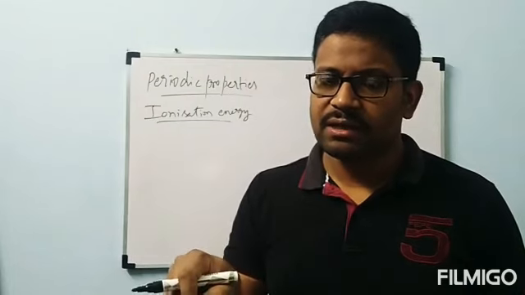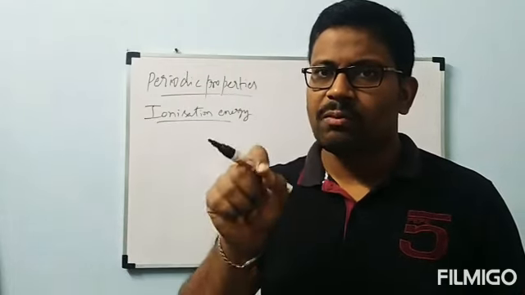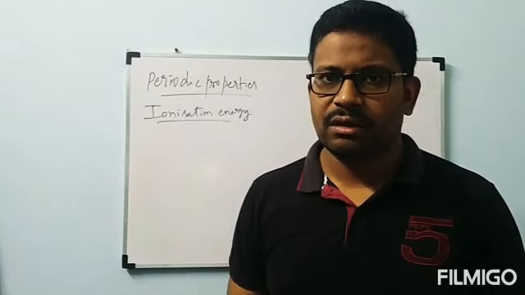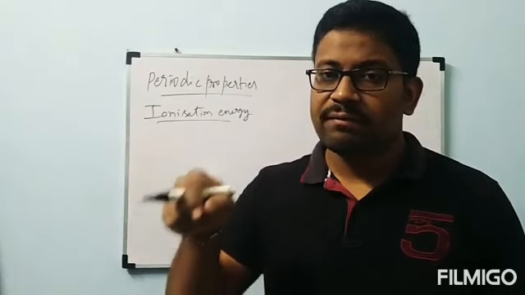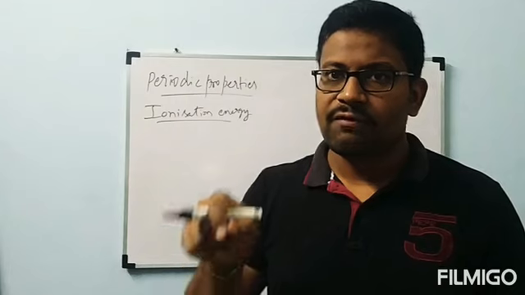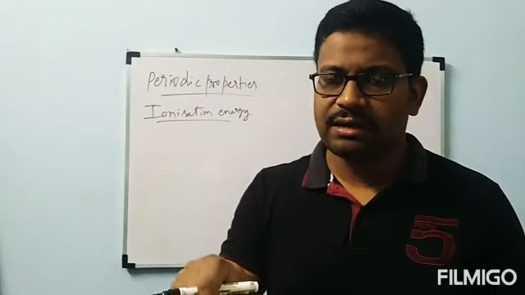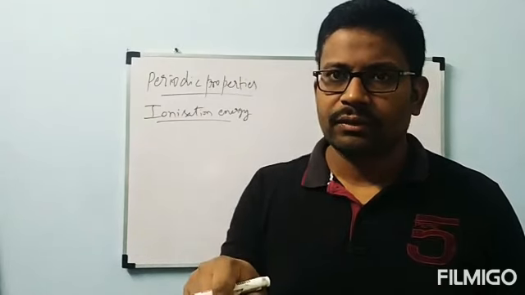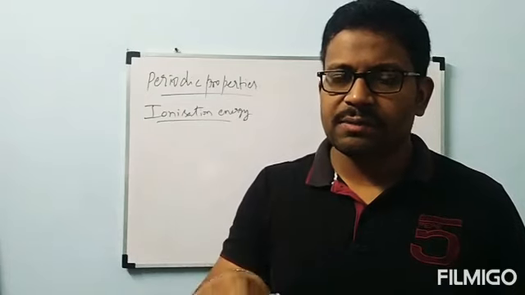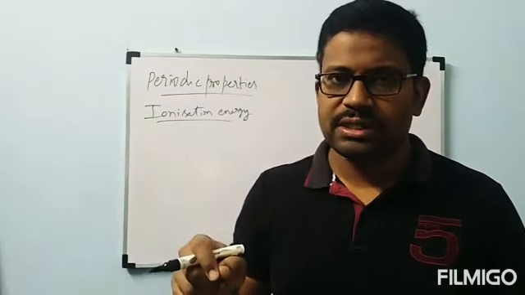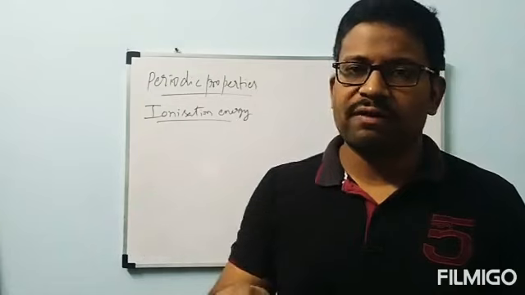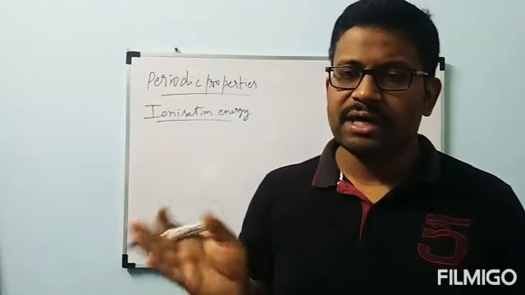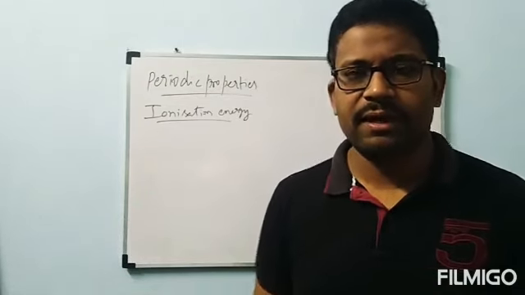After applying that IE1, we will get a monopositive ion, a cation. From that monopositive cation, if you want to remove one more electron, the second electron, that is called IE2. Suppose Mg+2 is there. First we will remove one electron, for that IE1 is required. For removing the second electron, IE2 will be required.